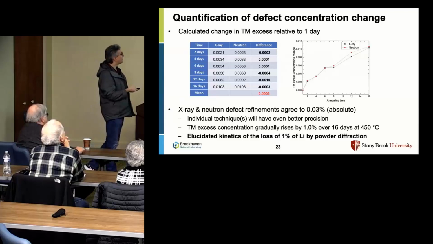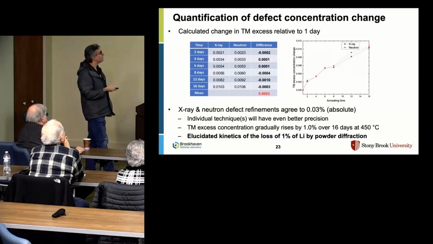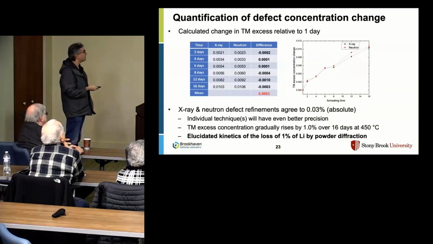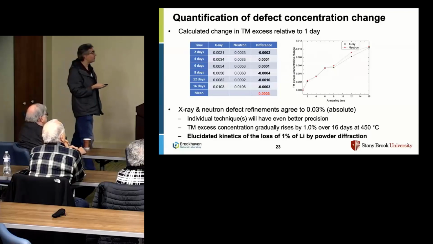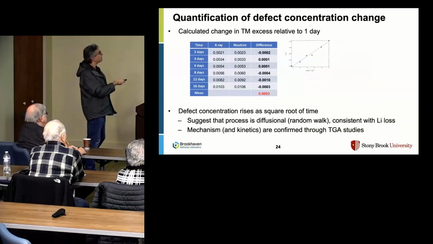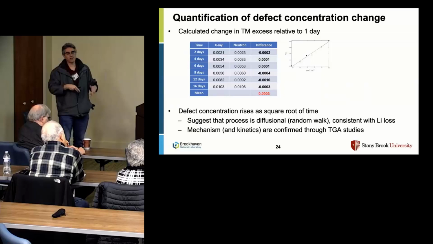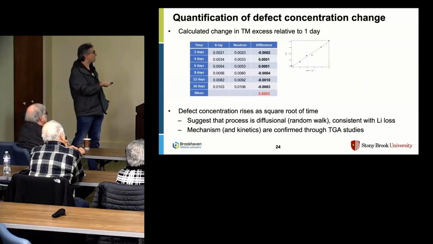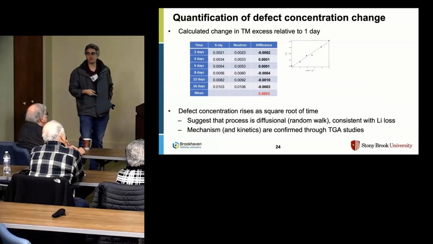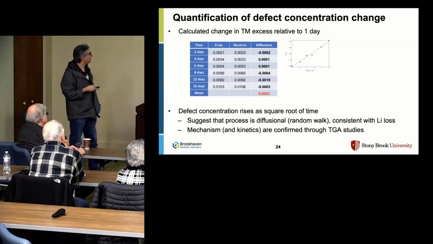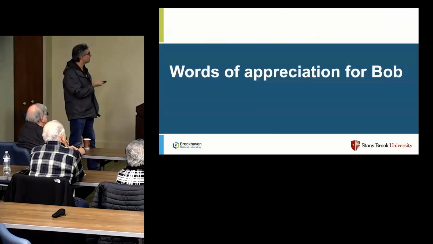So here we're actually getting at the kinetics of the loss of 1% lithium over 2 weeks of annealing. Red was the neutron data, black is the X-ray, so they're in very good agreement. Again, independent refinements, with the same B value in both of them, that's important. And if we plot the defect concentration versus square root of time, it's very linear, which says random walk diffusional processes, and that's consistent with how lithium might come out of the material. And the mechanism and the kinetics are confirmed through TGA studies. More interesting things there, which I won't speak about in the interest of time, but a lot more information than we thought in powder diffraction patterns.